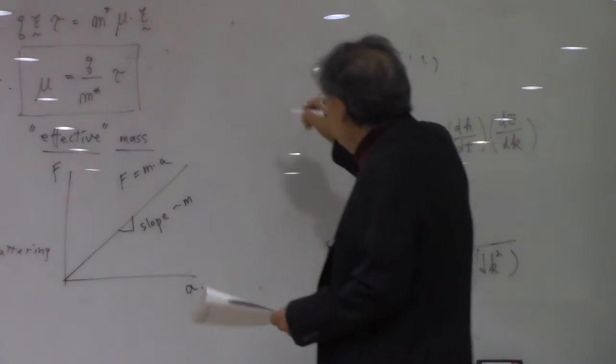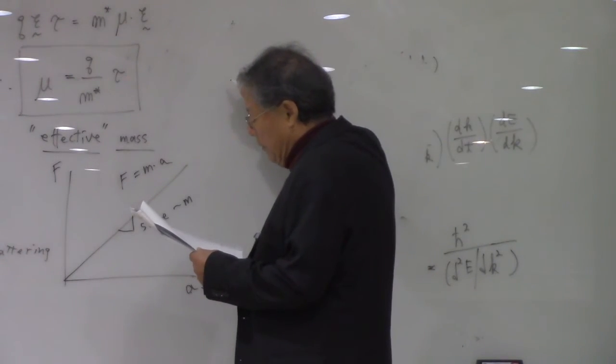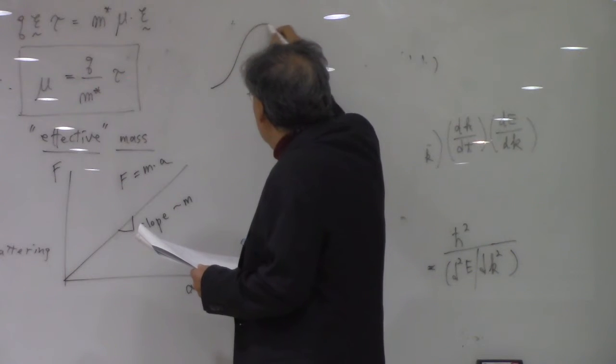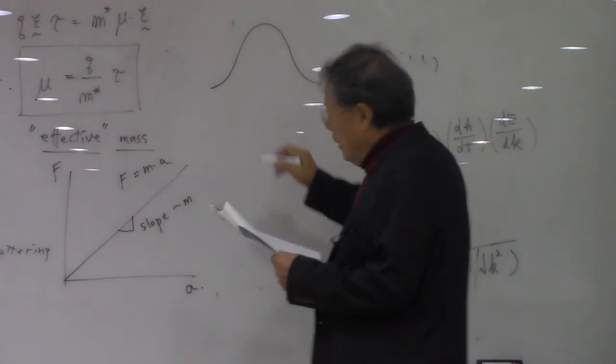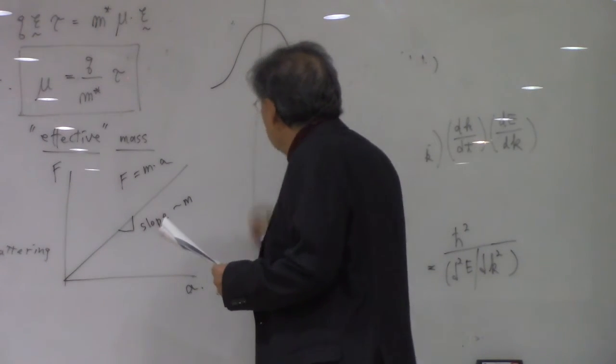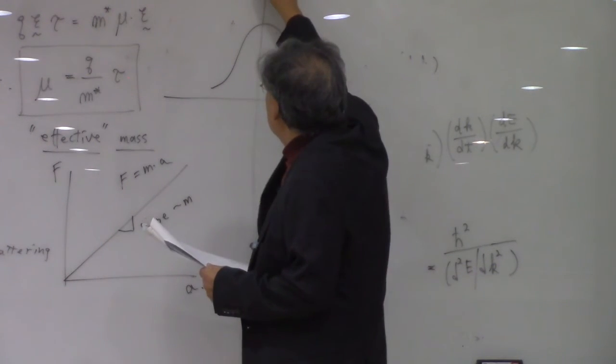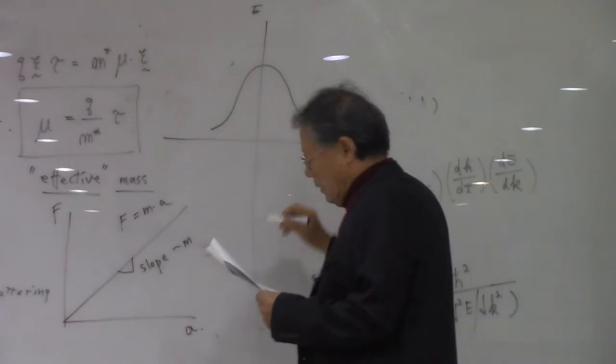So when you have a valence band, for example, this is the valence band shape in the E-K diagram, right? E versus k diagram.